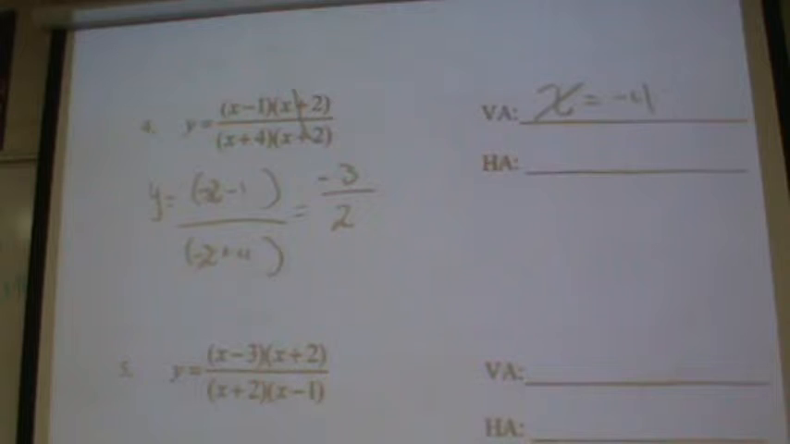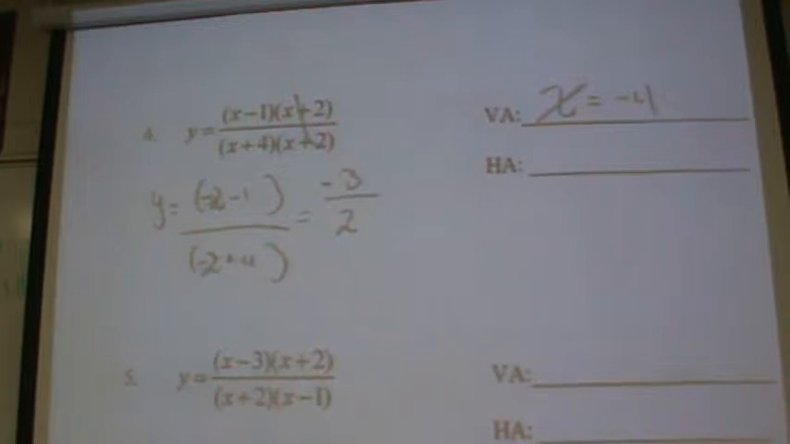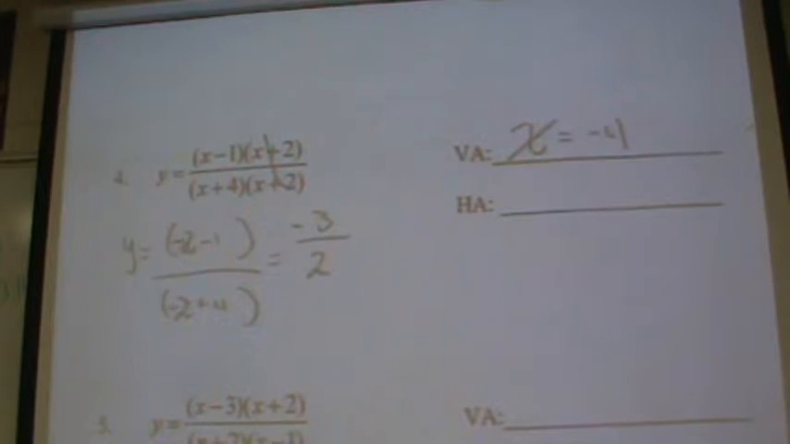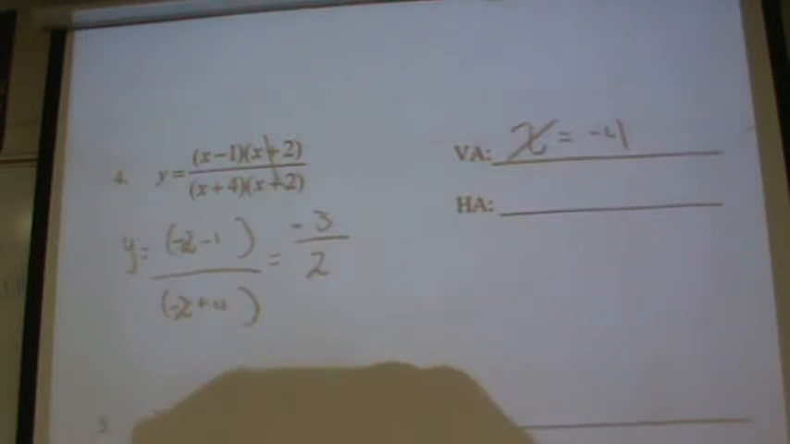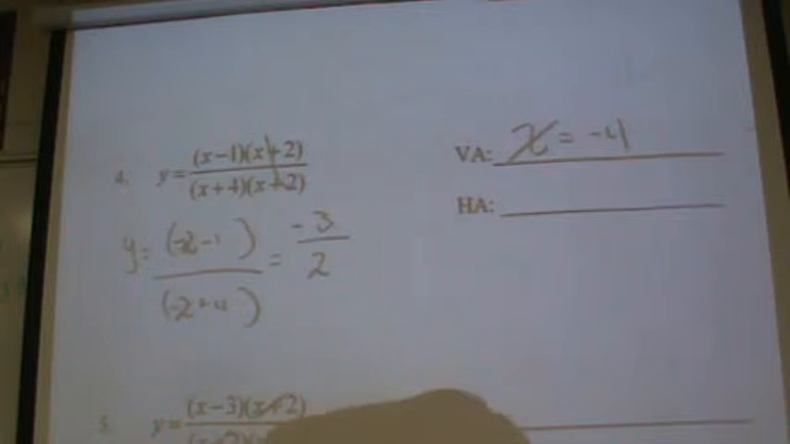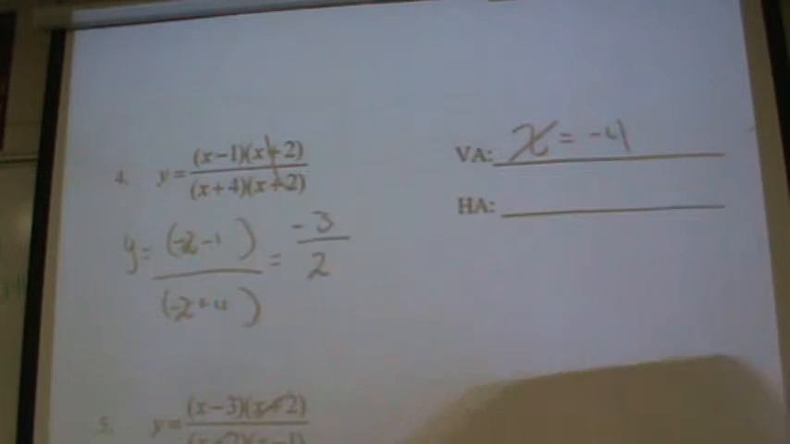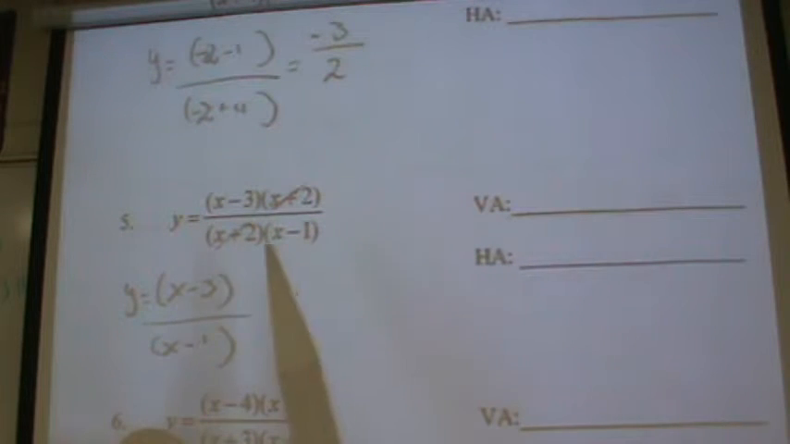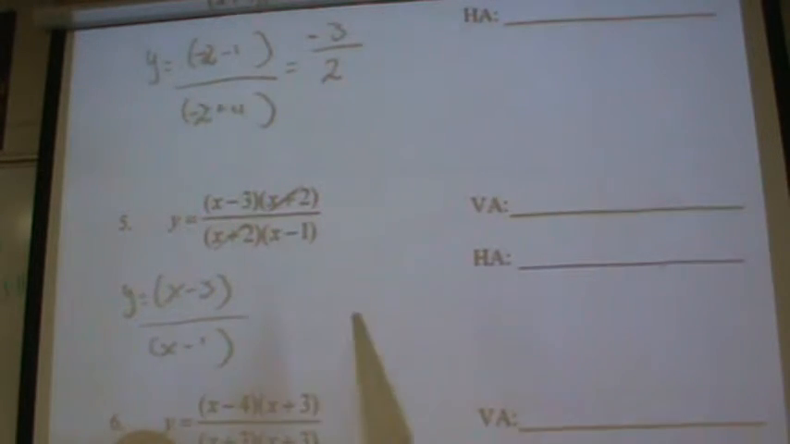Alright, so now you move on to this one, and this one's also gonna have a hole, right? Because we have an x plus 2 in the denominator and in the numerator. So it's y equals x minus 2 over x minus 1. Good, right. In the vertical asymptote, which one is left? It's that x minus 1, right? So x is gonna equal 1.